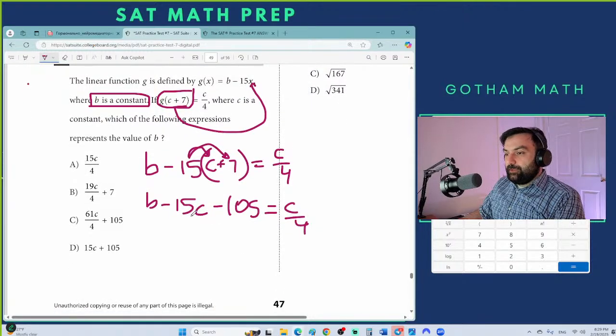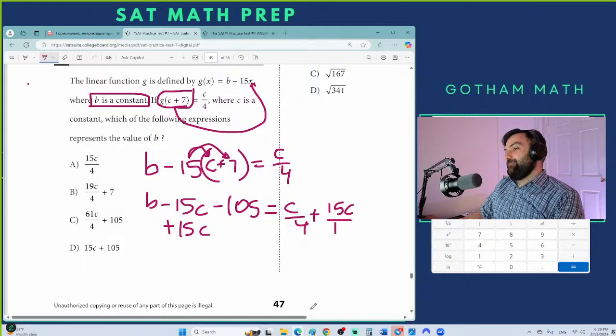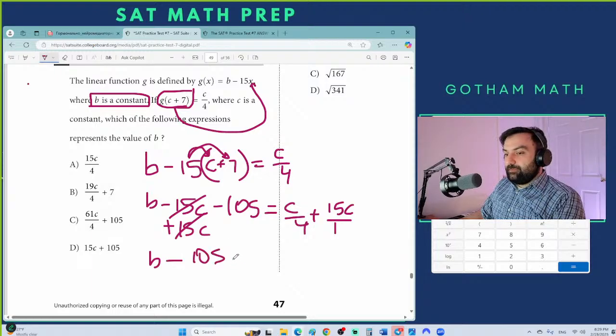Now let's deal with the c's first and just get rid of it here and add it to this side. I'm already writing 15c a little bit higher, so I can put it over 1. Because it's a fraction, I'm going to have to add it somehow. So this goes away, and we get b minus 105 equals 2.